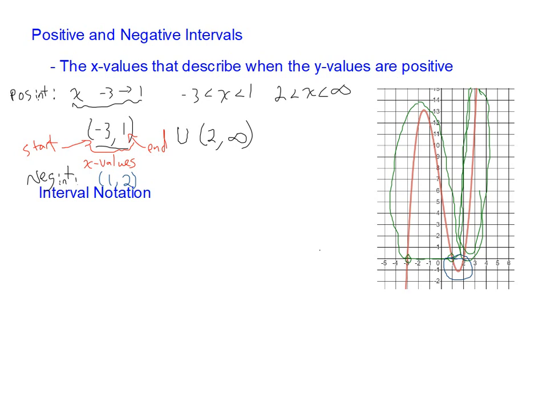I'll just make a special note down here. This is like your x start and your x finish. So where does the interval start and where does it finish? This is an interval of x values. And we'll use this interval notation in a couple of other places as well. All right, let's move on.